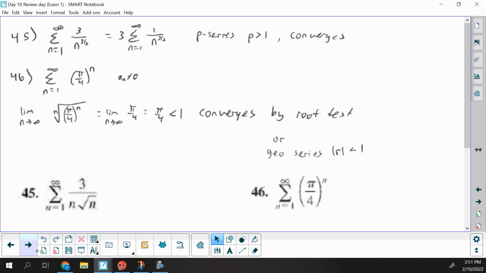46, we're raised to the n. So we have two options. We could do the root test. We end up getting pi over 4 left, which is less than 1. So you can say it converges by the root test. Or that's actually also geometric. 3.14 over 4, the absolute value of that is less than 1. So you could also have said it converges because it's a geometric series with absolute value of r less than 1.